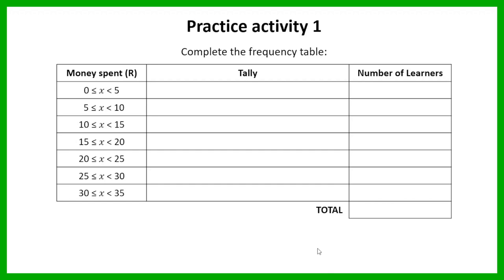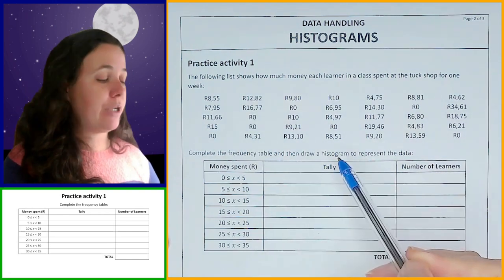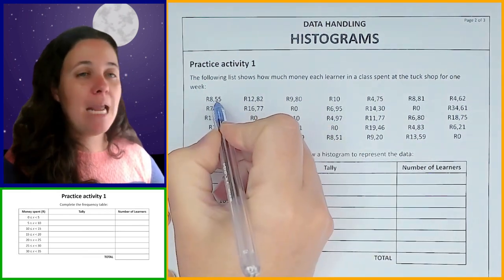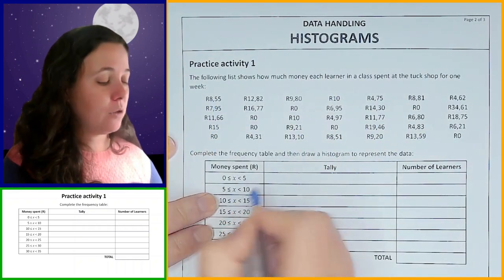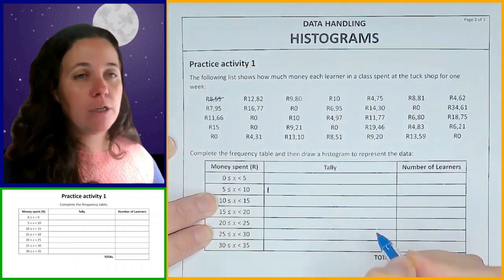Okay, so now we're going to fill in our frequency table. I'm going to start you off to show you how it works when you're working with decimal values, because we haven't done that before, and then I'll let you continue and finish it on your own. Over here, I have all of the values that we're going to be working with, and I've got my frequency table. First of all, I've got 8.55. Now 8.55 is in the interval 5 to 10, so that's going to go over there. It's between 5 and 10. So I cross that out.